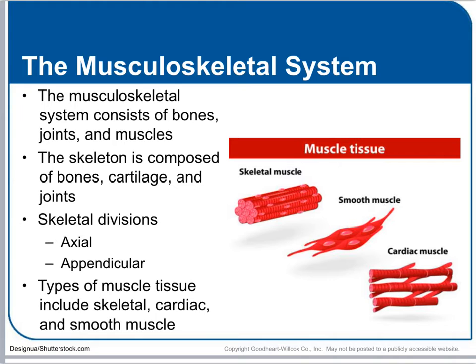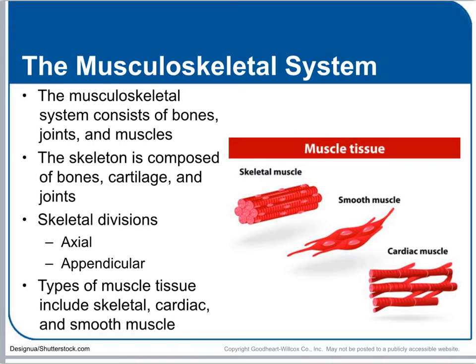The musculoskeletal system consists of bones, joints, and muscles. The skeleton is composed of bones, cartilage, and joints. And in the skeletal system, you have two divisions, axial and appendicular. So when you think about the body in general, the human skeleton has 206 bones.